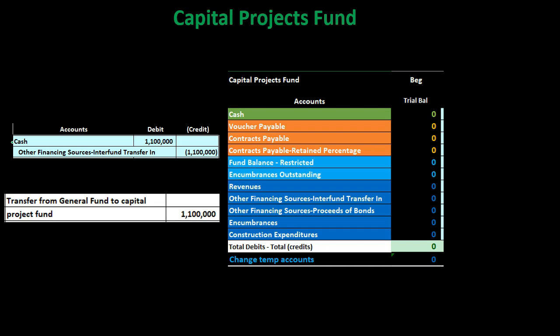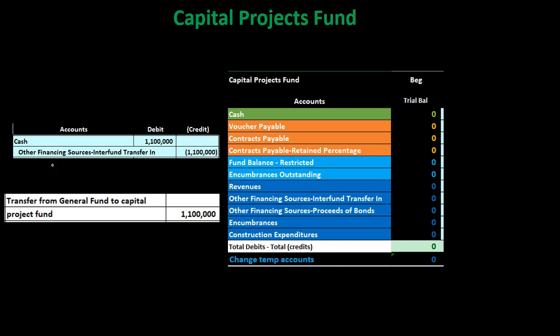We're not going to be considering the general fund here. We're focusing in on the Capital Project Fund. Note that, of course, the general fund would have basically the mirroring opposite type of transaction, crediting cash, debiting other financing uses, inter-fund transfer out. Here, money's going into the capital project fund, therefore cash going up with a debit. Other side, other financing sources, inter-fund transfer in.